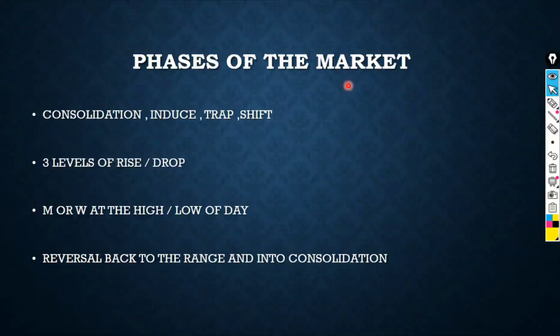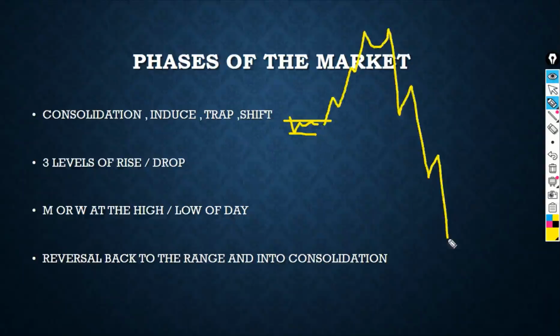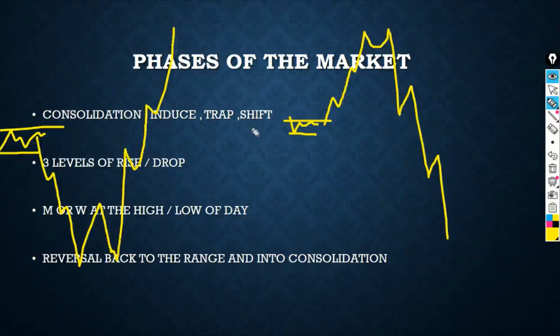So the phases of the market, like we said previously: we have consolidation, and then we have the induced trap and shift phase after the consolidation. It induces you to buy. It traps you with an M. It shifts the zone out of there. This is our shift. You will now drop price 3 levels, or rise, depending. If we're going up, it would be something like this: 1, 2, 3, creates a W, then rises 3.